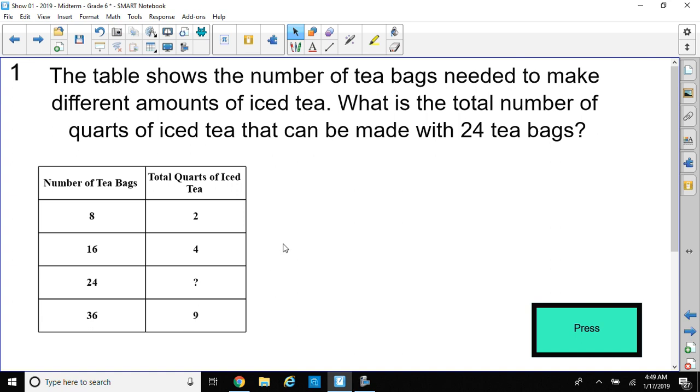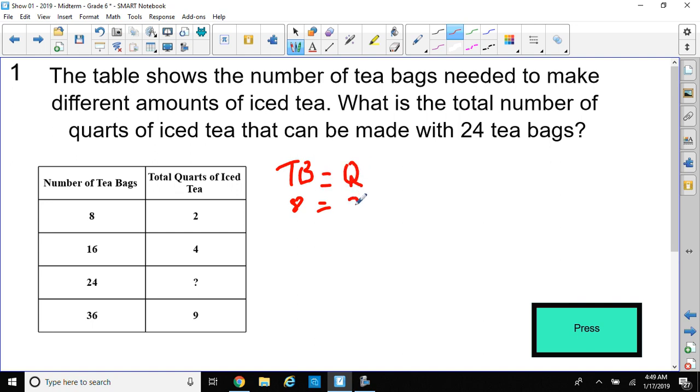So let's see. There's got to be some type of pattern going on here. So you're using 8 tea bags to make 2 quarts. So let me write that down so I can see if there's a relationship between those two. So I got tea bags, 8. That'll give me quarts, 2. And I'm going to compare that to 16. That'll give me 4. So I'm looking at these fractions. 8 gives me 2, 16 gives me 4, and it looks like there is a relationship here.